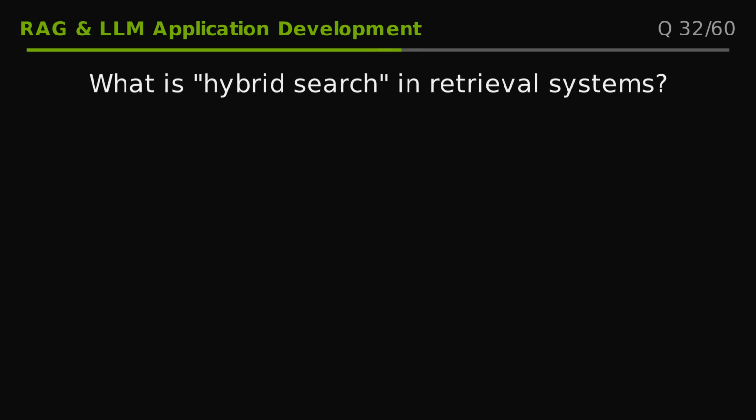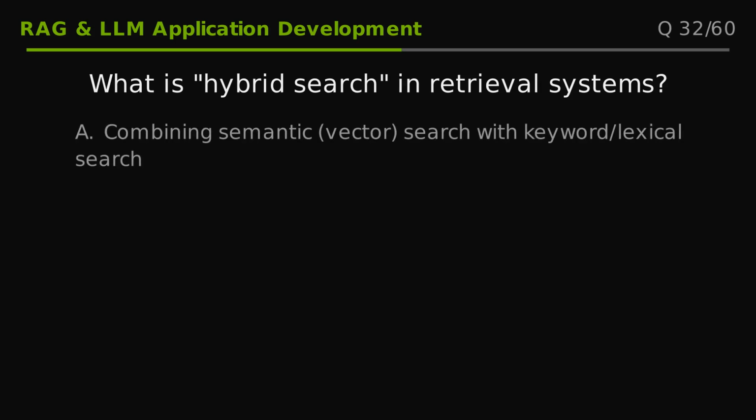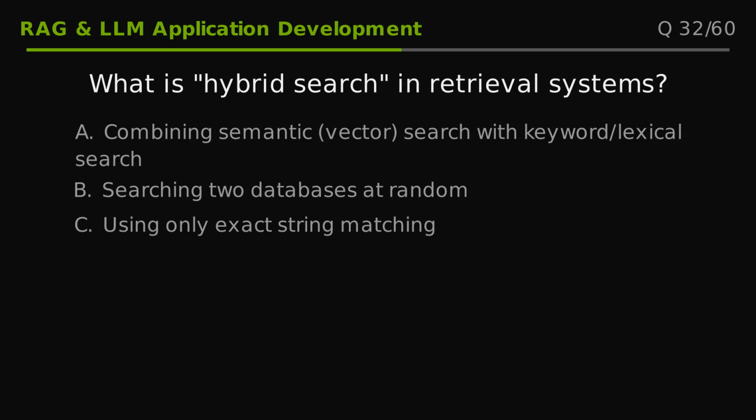Question 32. What is hybrid search in retrieval systems? Option A. Combining semantic vector search with keyword or lexical search. Option B. Searching two databases at random. Option C. Using only exact string matching. Option D. Disabling retrieval entirely.